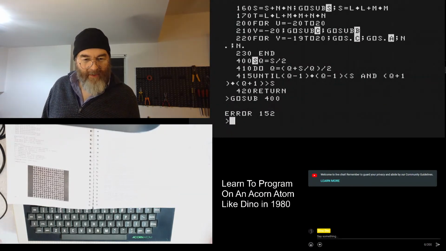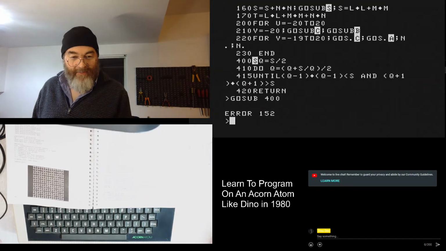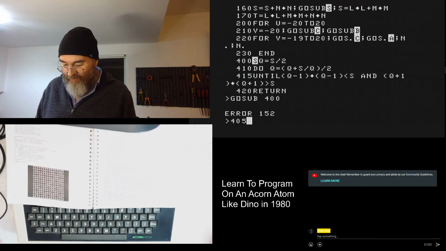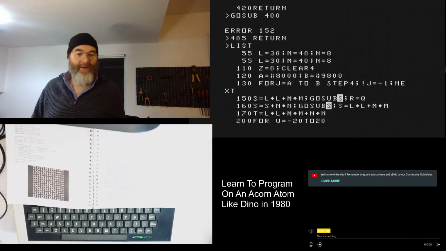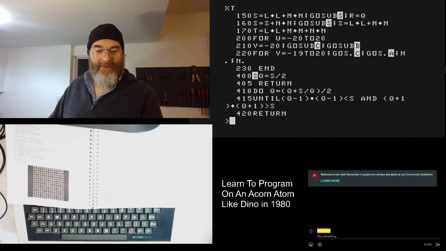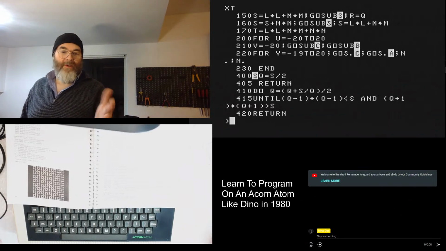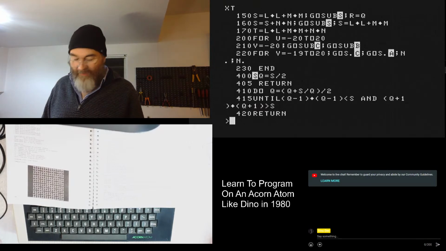It says error 152. We need to debug this now. How do we debug it? We don't have a debugger. What I'm going to do is put line 405 and return. This is still a debugging technique that I use in the modern context. It's in effect a function, line 400. It's going to jump to line 400. It should just return. Let's just see if that works.